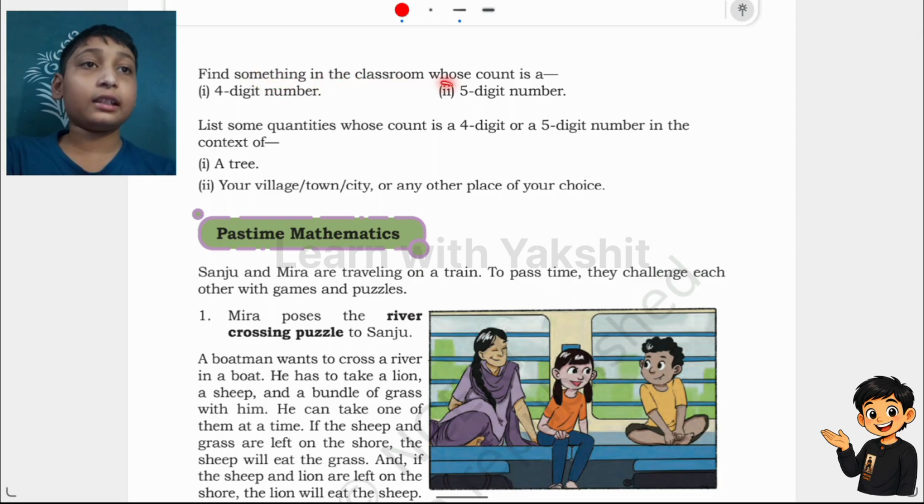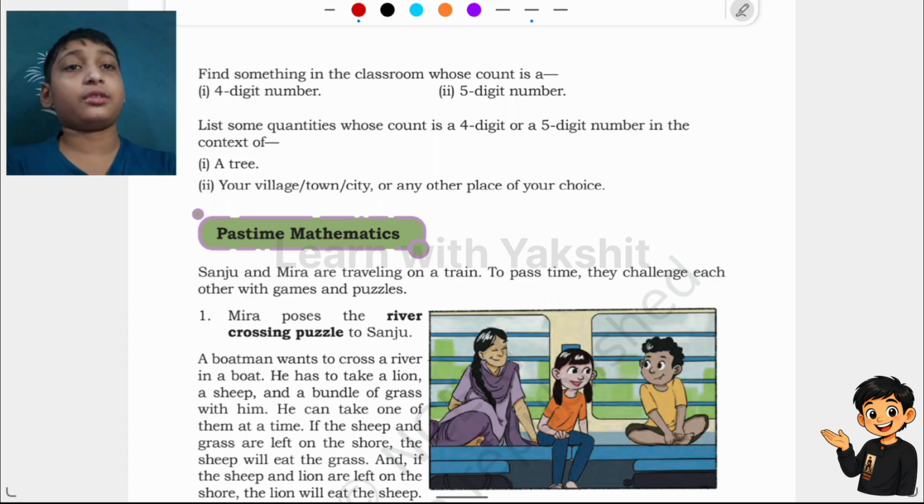Find something in the classroom whose count is 1, a 4-digit number, and 2, a 5-digit number. Now, how about let's do this? This entire chapter is very long, like 16 pages. And now we have to do it, so I'm just going to write number of words.